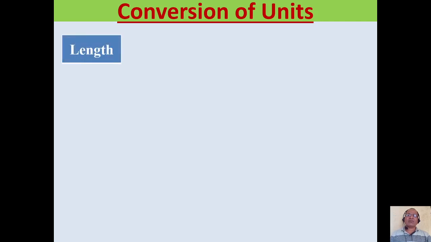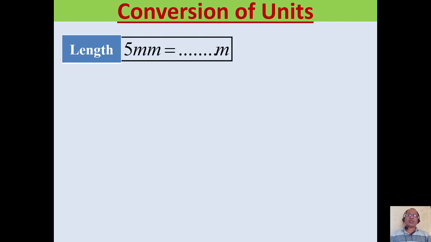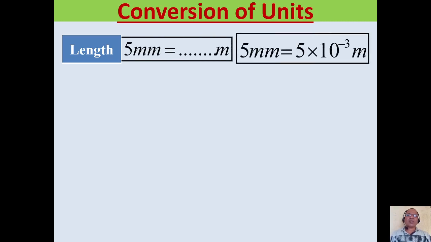Now we will convert millimeter to meter. Again we start from length. 5 millimeter is how much meter? Milli stands for 10 raised to minus 3, so instead of milli just write 10 raised to minus 3. So 5 millimeter is equal to 5 into 10 raised to minus 3 meter.